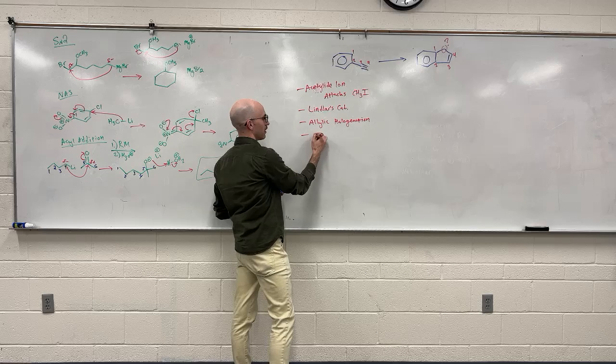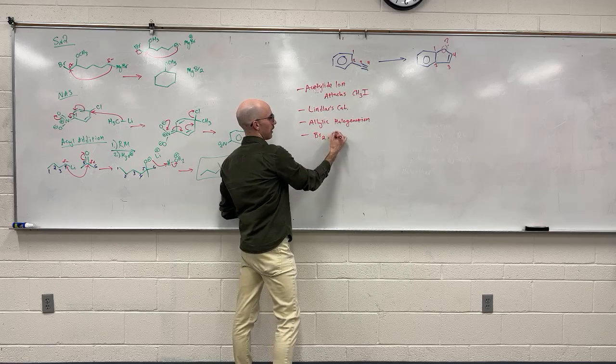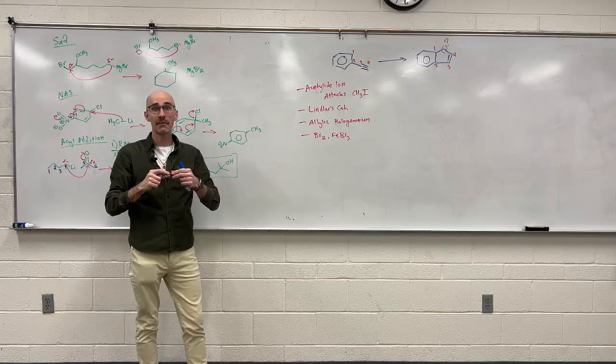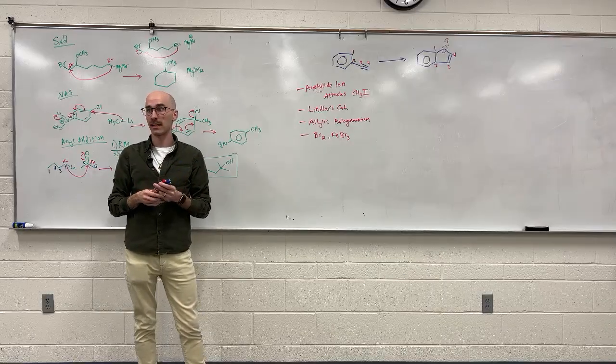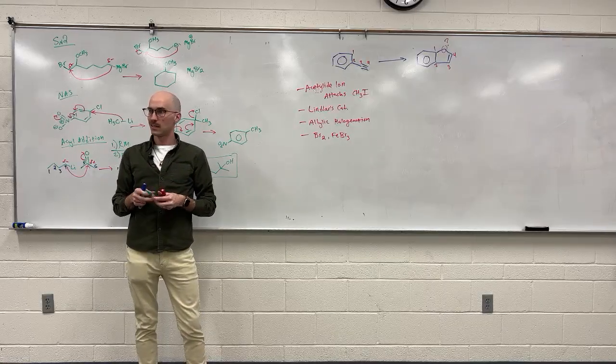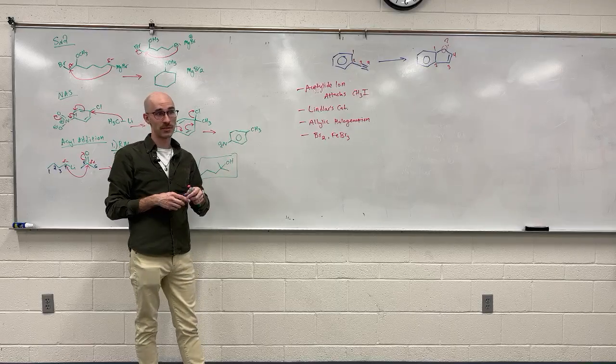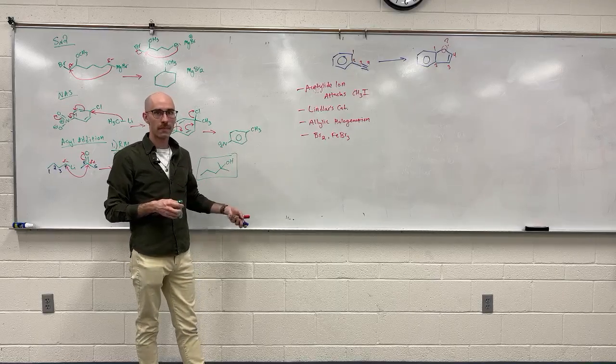Halogenation of the ring, Br2, FeBr3, bromination of the ring. Now I have a good leaving group on the ring that I can attack. It's complicated, huh? It looks like this is going to be a lot of steps already. So let's solve it out.